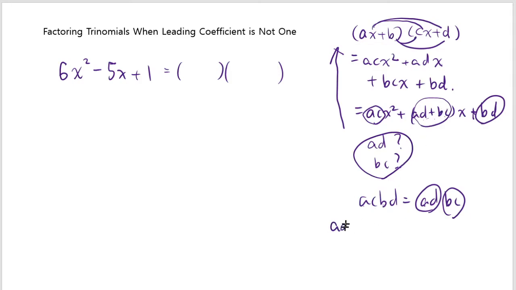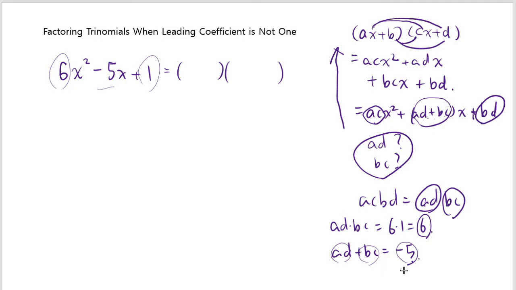If I want to know ad and bc, I know that the product should be the multiple of the first and last, 6 times 1, which is 6. And then the sum of them, ad plus bc, is equal to negative 5. Okay, so what two numbers have the product 6 and sum negative 5? Well, because they add up to a negative number and the product is positive, we know that these two should be both negative numbers, right? And since 6 is 2 times 3 and 2 plus 3 is 5, we see that negative 2 and negative 3 should be ad and bc.